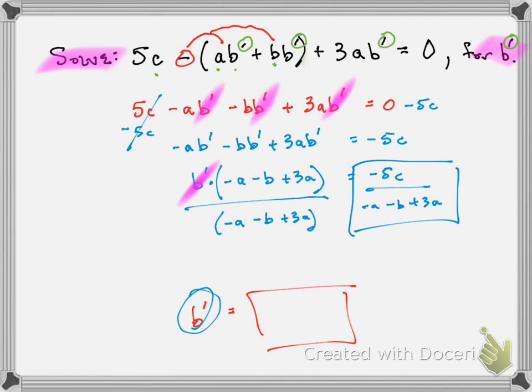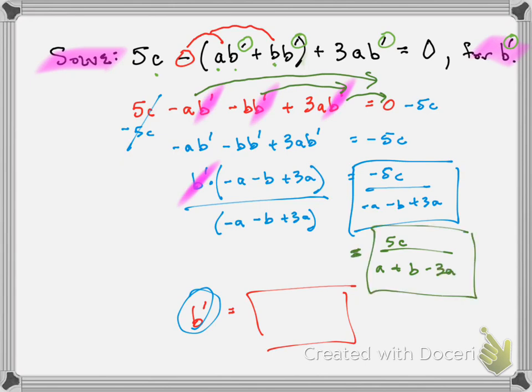Now, again, third time in a row, if you had gone the opposite direction, so if you had, from the start, moved this over through addition and this over through addition and this over through addition, and then factored out your b prime and divided, then you would have had the opposite sign for all of these. You would have had positive 5c over positive a plus b minus 3a, which again is absolutely equivalent to this. One is not better than the other. They're equal to each other, and they're both correct. That's it.